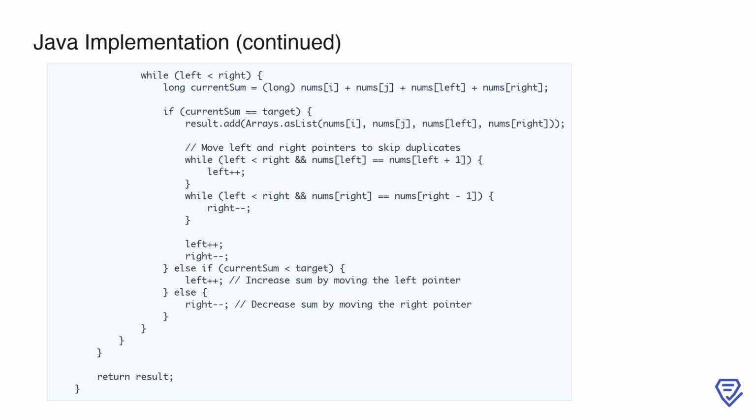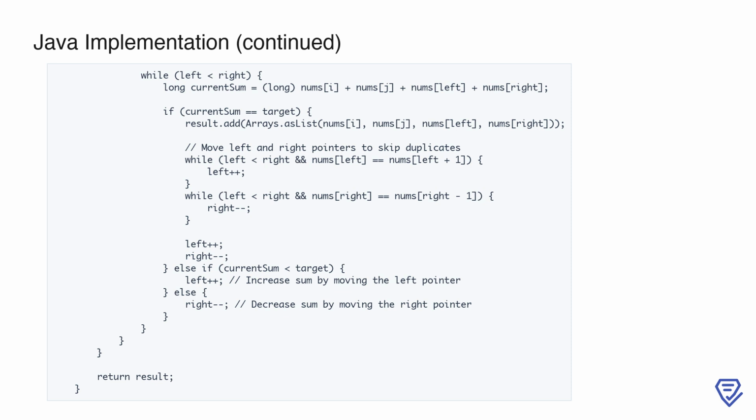To handle duplicate values, we adjust both left and right pointers. Specifically, while the value at left is the same as its next value, we increment left, and while the value at right is the same as its previous value, we decrement right. This ensures that we skip over any repeated values to avoid duplicate quadruplets in the result. After handling duplicates, we move both pointers inward to continue searching for other potential pairs.